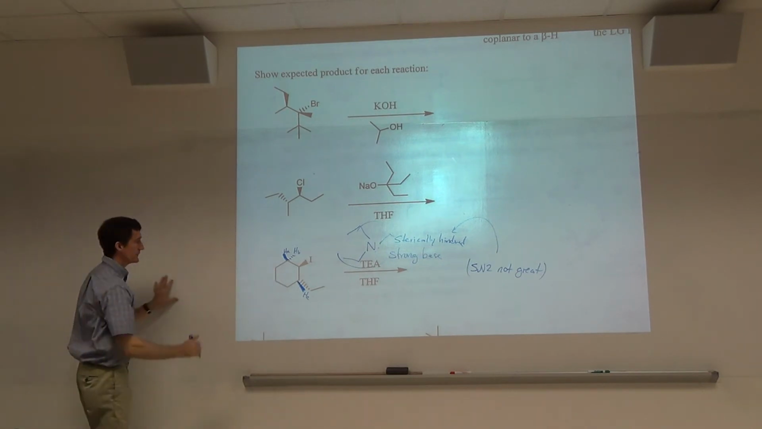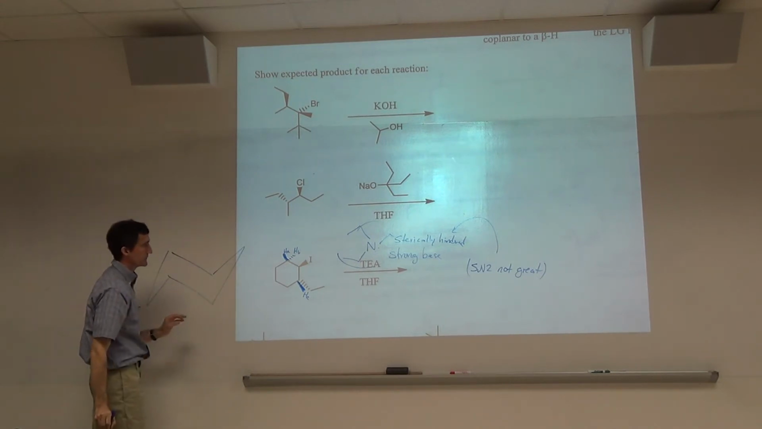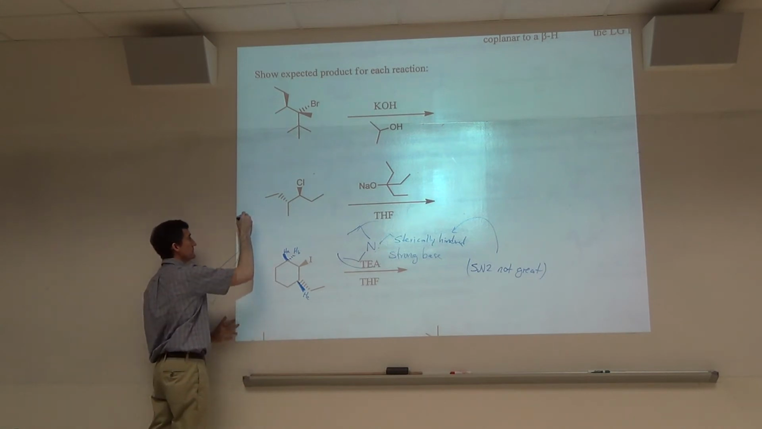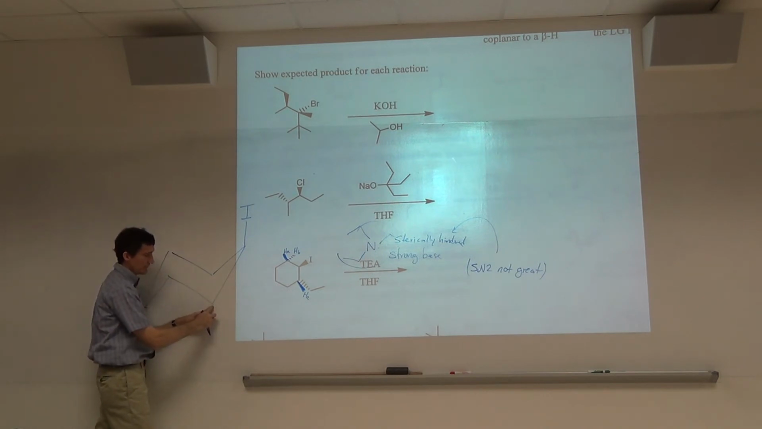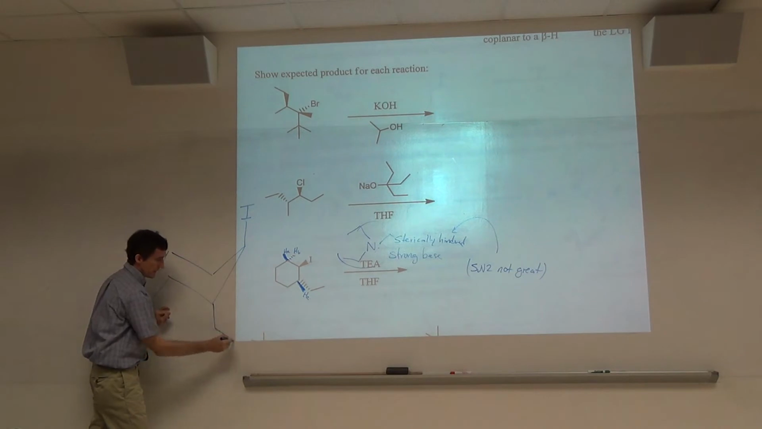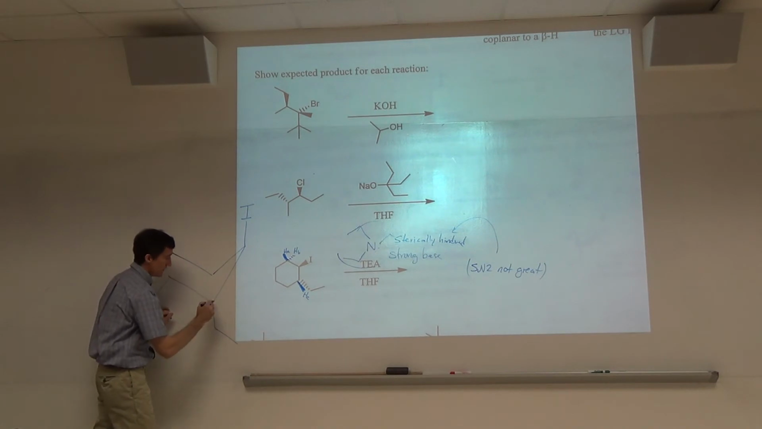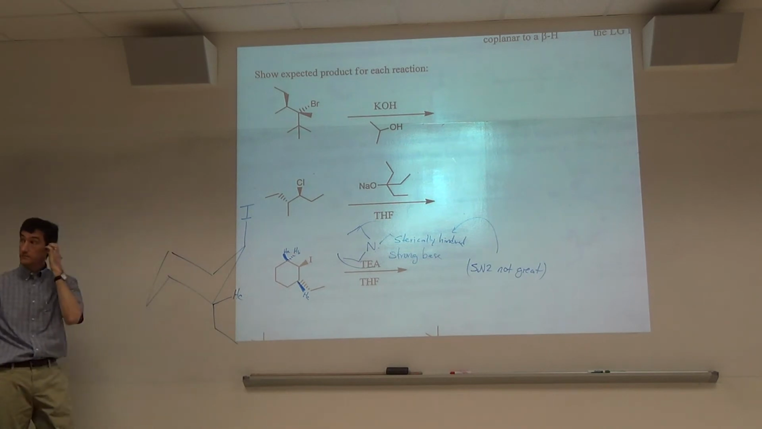Let's draw this in a chair conformation. Let's put the iodine right here. To eliminate, does the iodine need to be axial or equatorial? Axial. Now that's there. Let's put the ethyl here. Is the ethyl axial or equatorial? Well, the ethyl is trans. So what is trans here? Axial. These are trans. And so the H here is what? That is H what? C. HC.